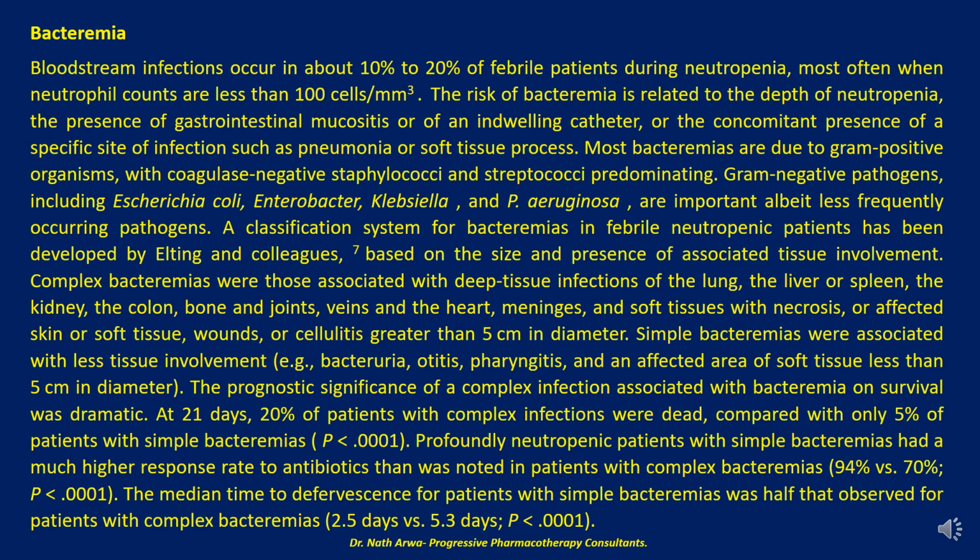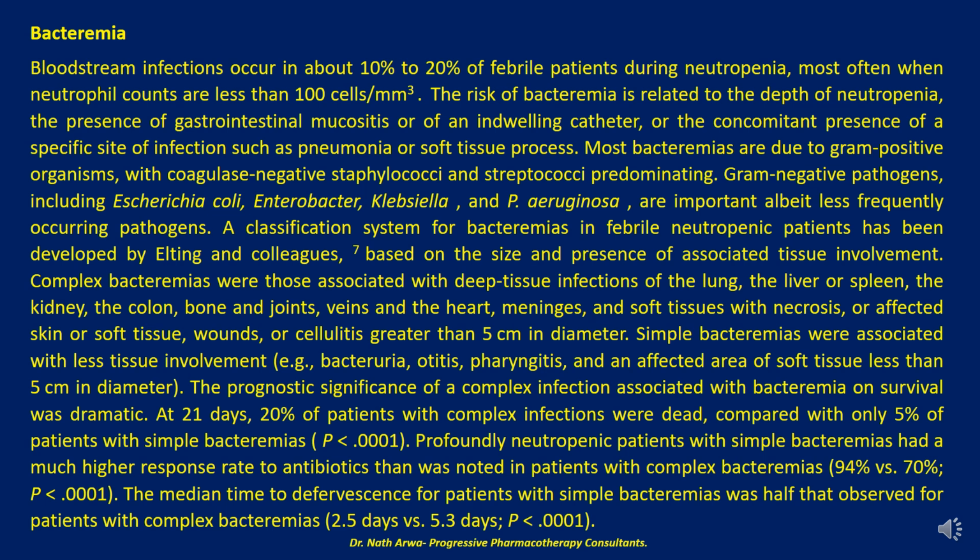We will now discuss bacteremia. Bloodstream infections occur in about 10% to 20% of febrile patients during neutropenia, most often when neutrophil counts are less than 100 cells per millimeter cubed. The risk of bacteremia is related to the depth of neutropenia, the presence of gastrointestinal mucositis or of an indwelling catheter, or the concomitant presence of a specific site of infection such as pneumonia or soft tissue process.